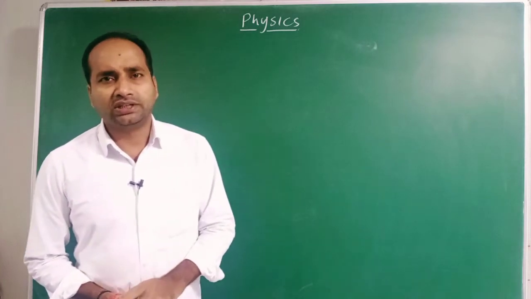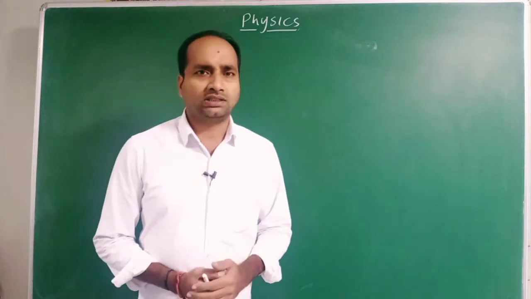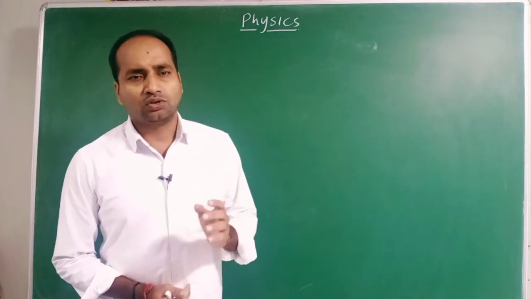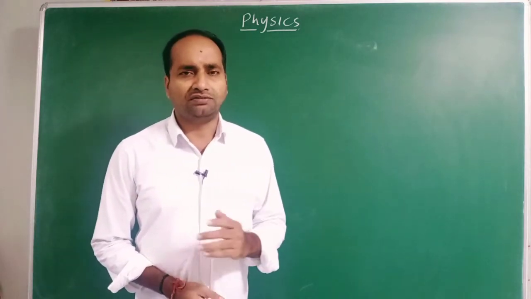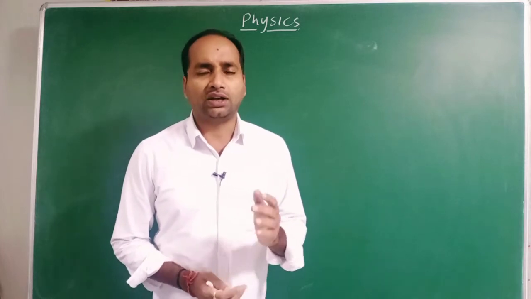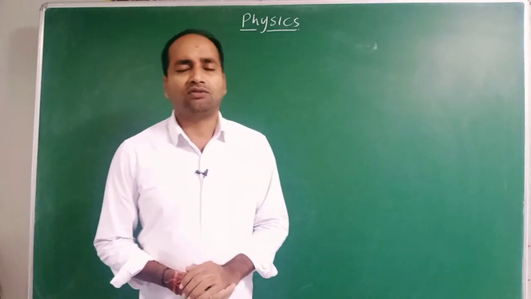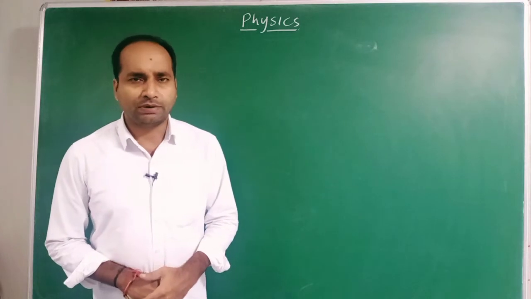So what are the units? The unit of capacitance is the farad. But the farad is a huge quantity, so we use submultiples like millifarad, microfarad, and nanofarad. And what is the capacitance of the spherical capacitor?